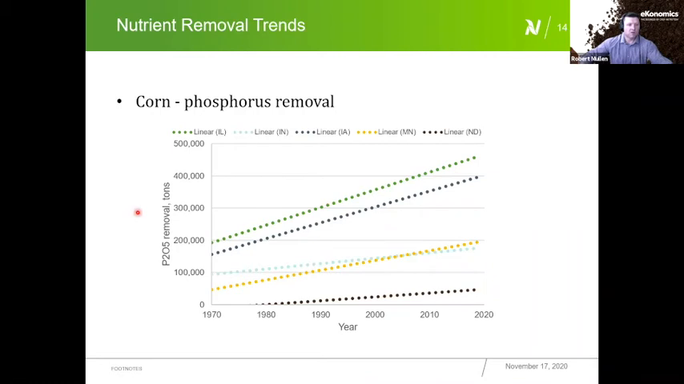off the field, or are you including uptake? This is just removal. Uptake is a different value. For the sake of this conversation, I'm only talking about removal. I'm not talking about uptake.